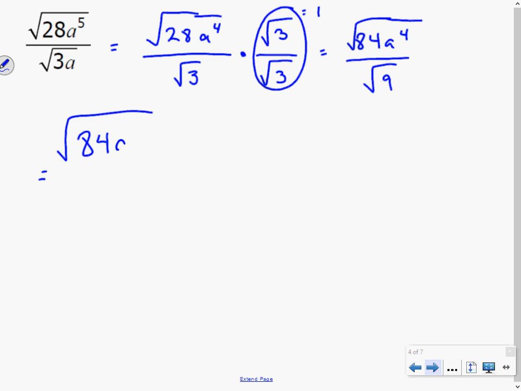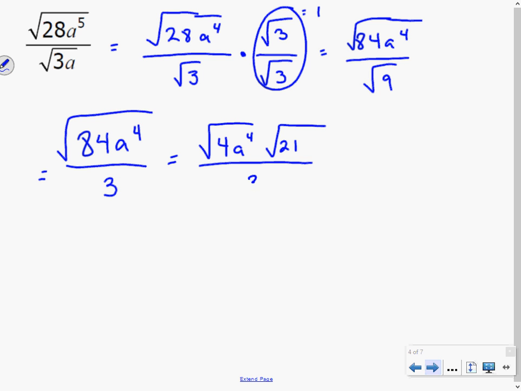So we get 84a to the 4th over 3, and now we can just focus on breaking the square root in the numerator down. I can break that down into 4 times, what would that be, 21. And then a to the 4th, I can already take the square root of that. So we end up with 2a squared times the square root of 21 all over 3.